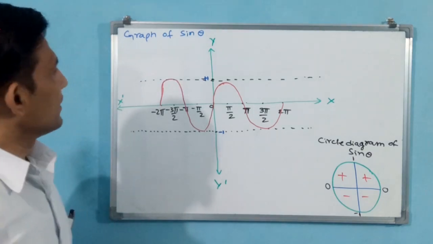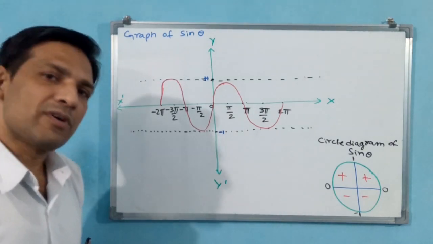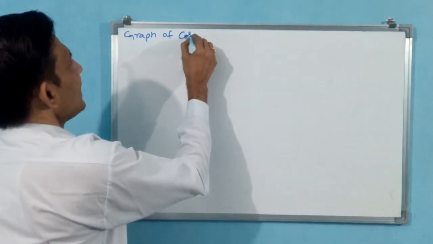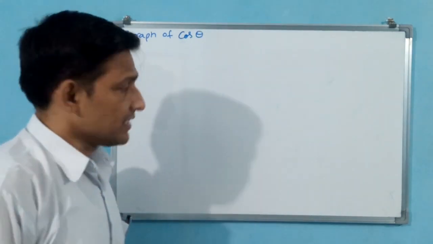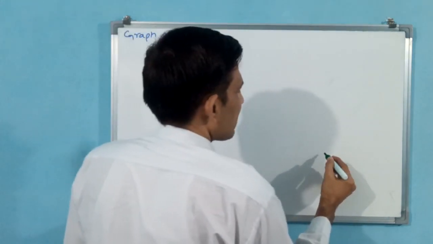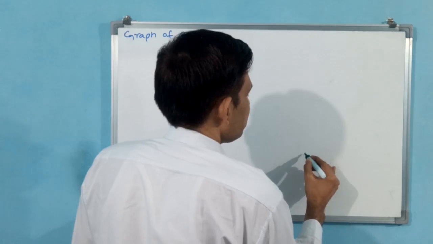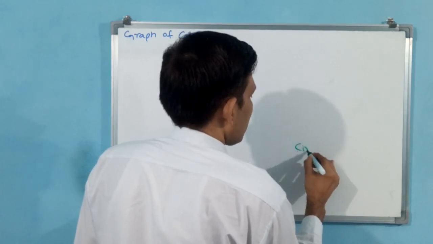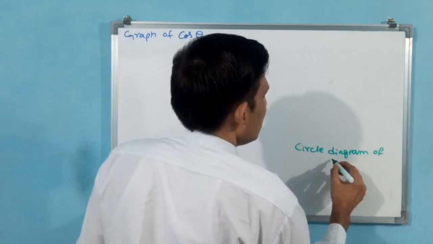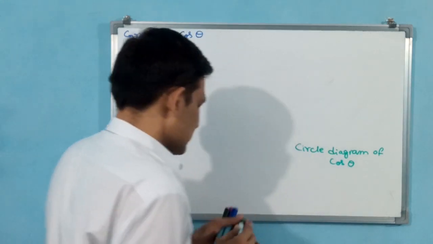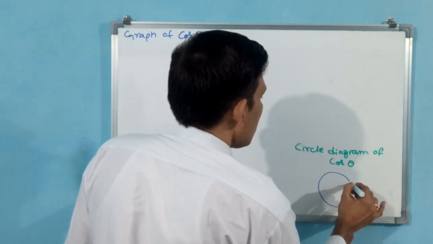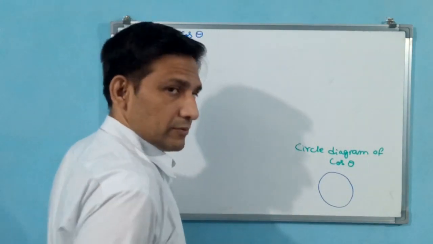Okay. Now let us go for graph of cos theta. See, like earlier, before drawing the graph, let us draw the circle diagram of cos theta. You write down circle diagram of cos theta. Okay, draw the circle diagram first. Based on the circle diagram, you can draw the graph easily. Okay, let us see.